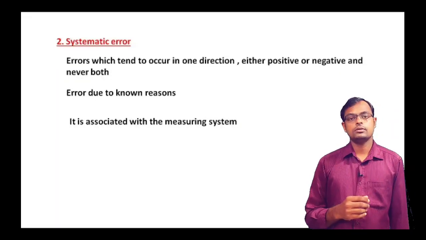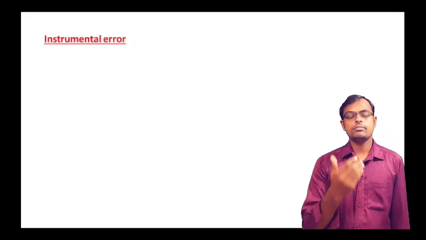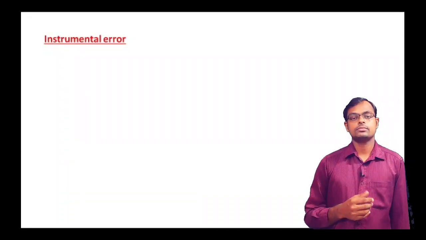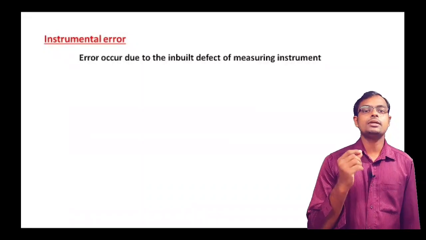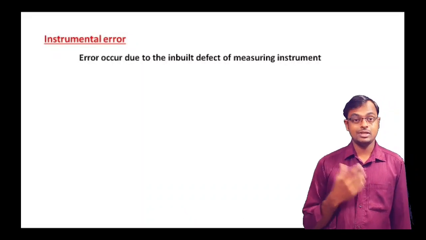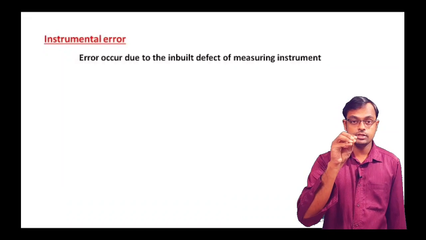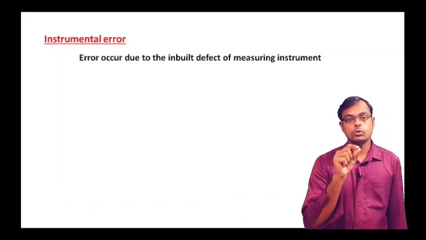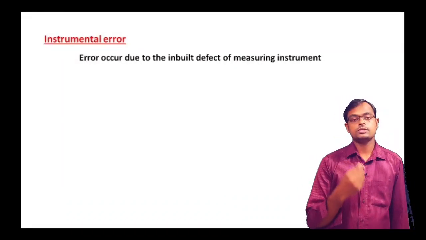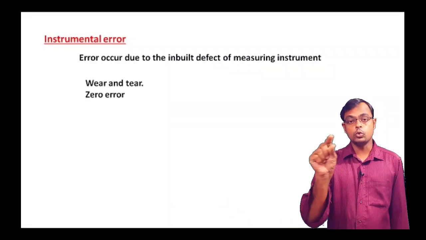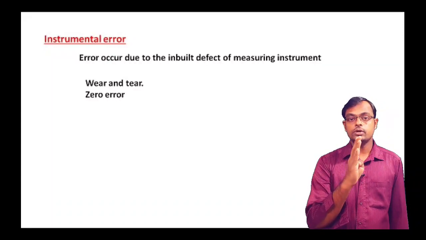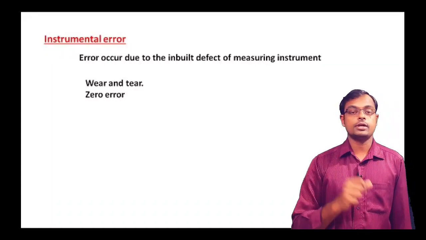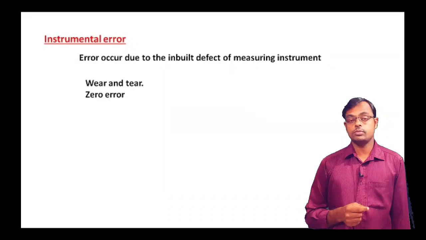Now let's move to the systematic error types. The first one is called instrumental error. Simply from the name itself, we can say that it is error due to the inbuilt defect of the measuring instrument. A defect in the instrument itself is called instrumental error. One simple example: while you are measuring with a ruler, one end of the ruler may be worn off. Due to that, the value we are getting may not be correct. That is one example of instrumental error.